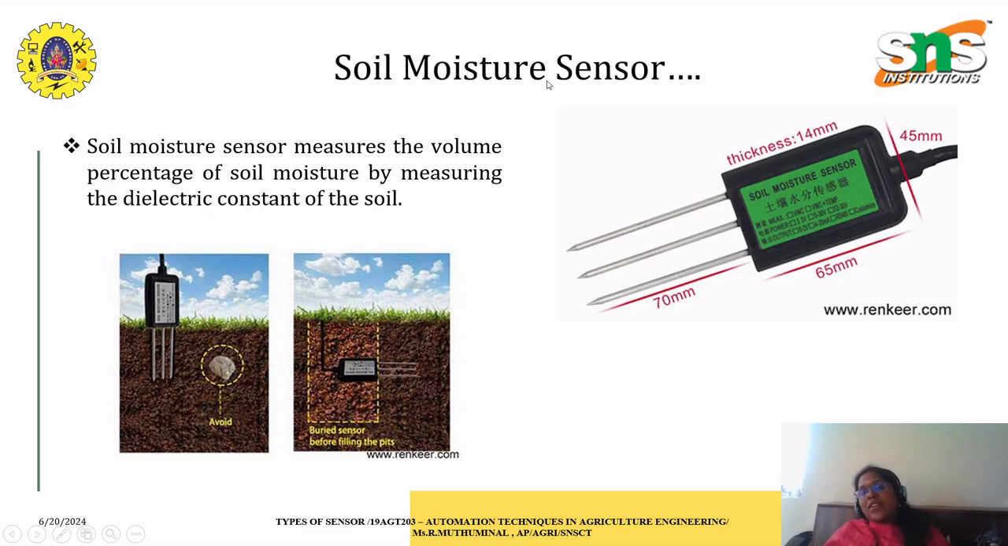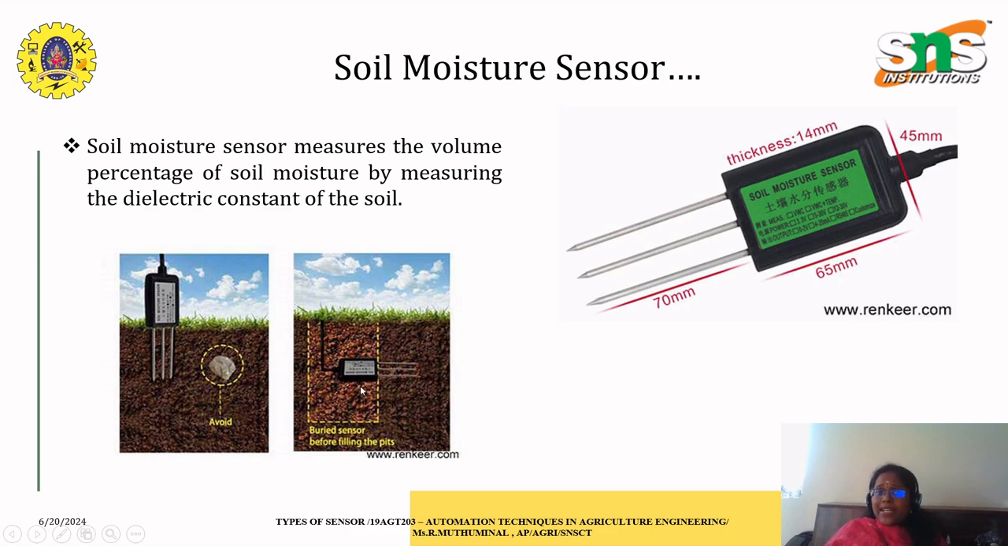Okay. The next one is the soil moisture sensor. The soil moisture sensor usually measures the volume or the percentage of soil moisture by measuring the dielectric constant of the soil. As you can see, this is a probe which has three tubes of 70 mm, and this will be connected to a power source, with a thickness of 14 mm and 65 mm.